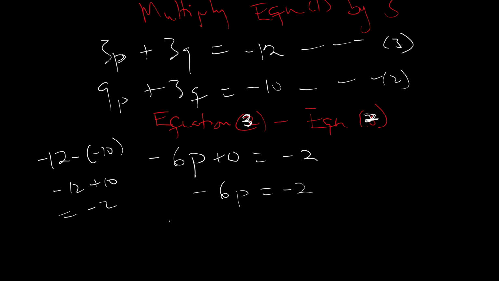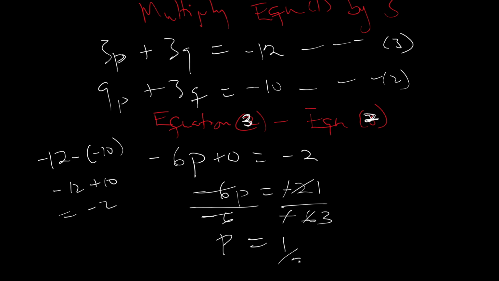So now to find p, we divide both sides by the coefficient of p, which is minus 6. So this divided by minus 6 all over minus 6. Minus 6 cancels minus 6. You'll be left with p. Then negative cancels negative. 2 goes into 6 3 times. So our p will be equal to 1 over 3.